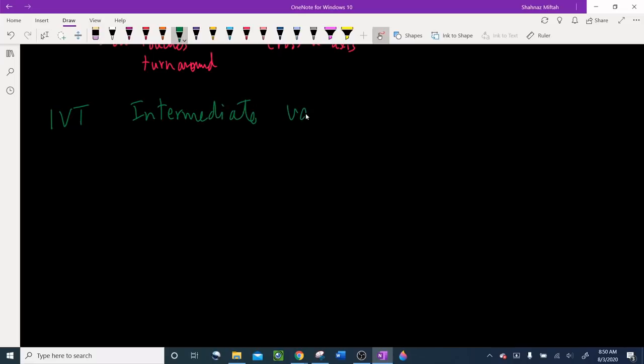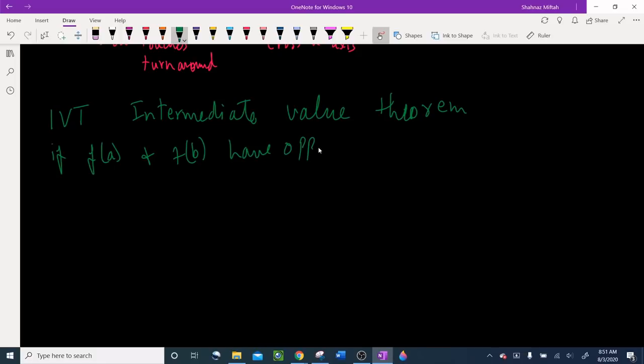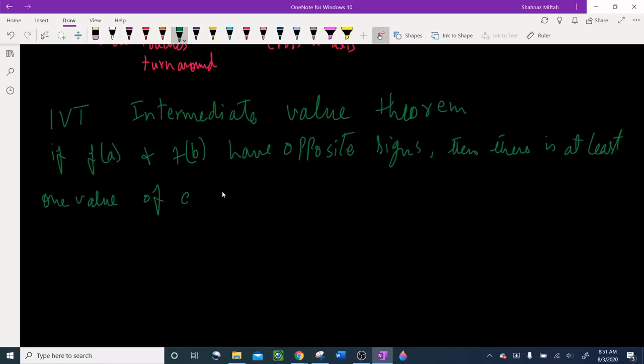Intermediate value theorem means if f of a and f of b have opposite signs, then there is at least one value of c between a and b for which f of c equals 0.